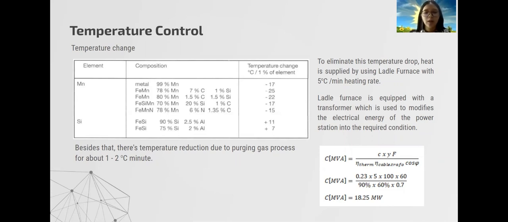The ladle furnace is equipped with transformers. This is the calculation of the rated capacity of the transformer. It shows that we need 18.25 megawatt to supply heat for the ladle. This calculation matches the technical parameters of the ladle furnace in the previous discussions. Next.